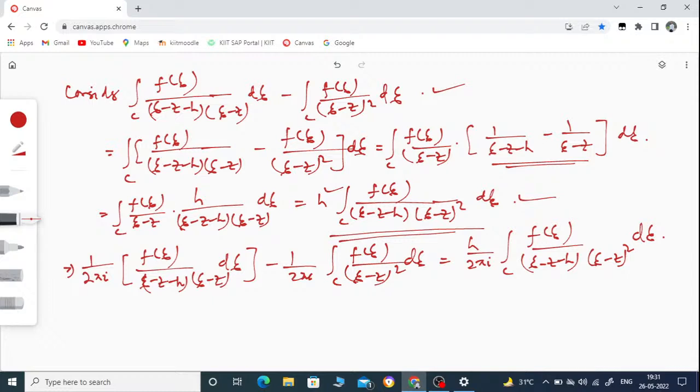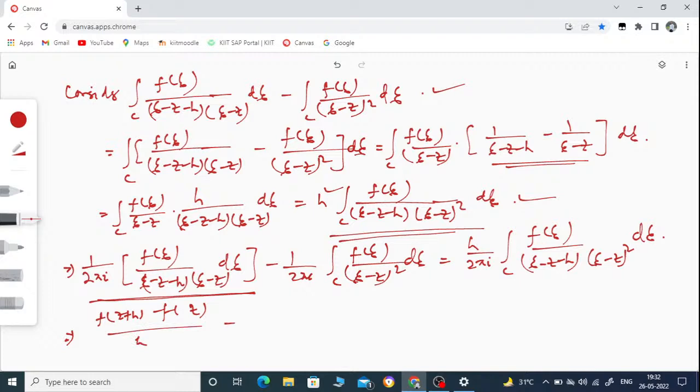So from equation 1, and this is your f of z plus h minus f of z divided by h.